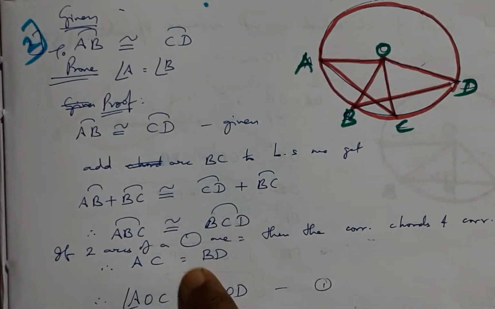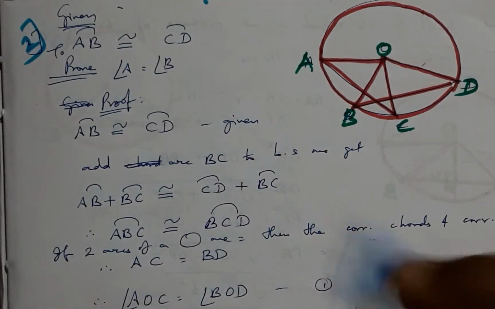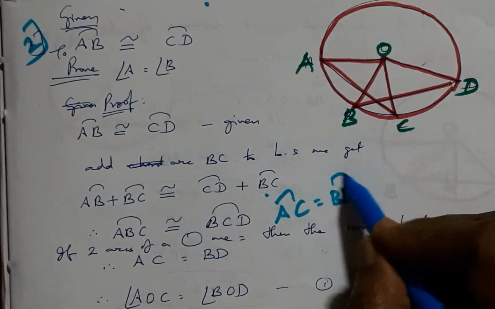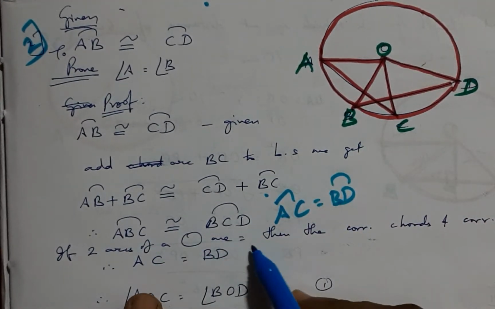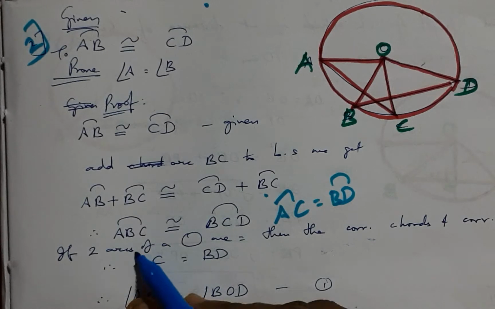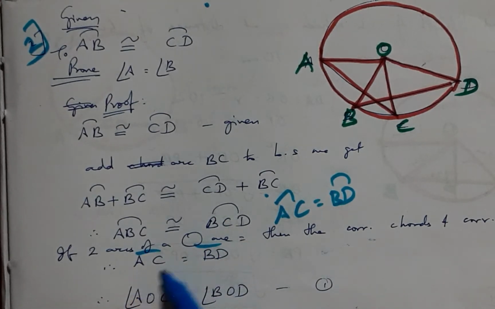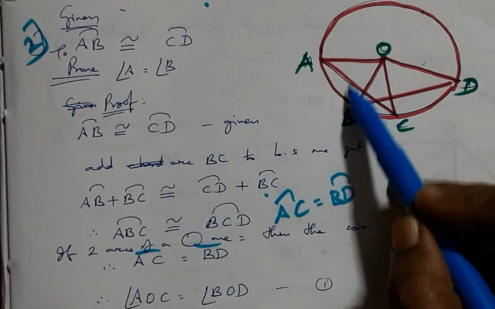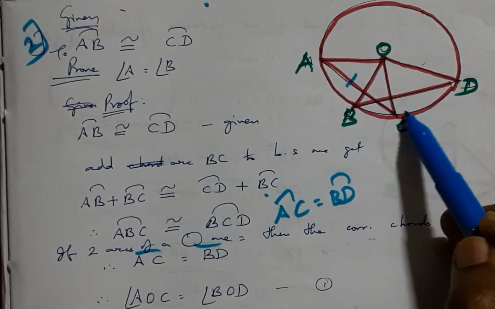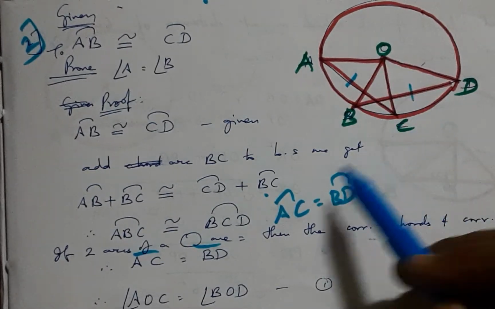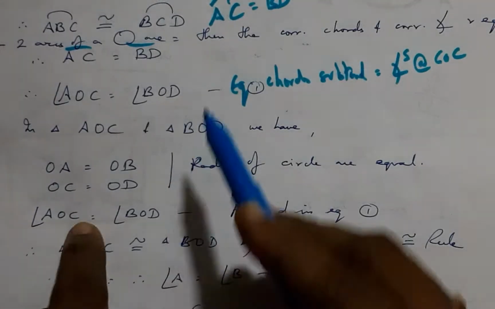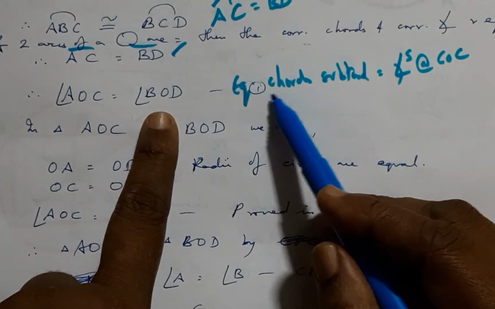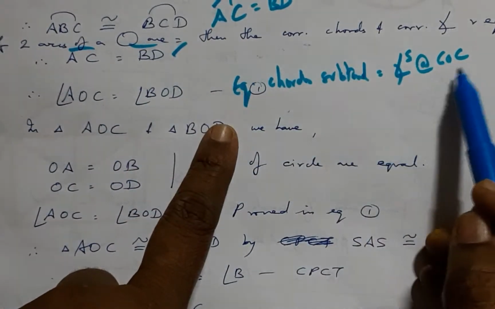Now, since arc AC equals arc BD, therefore, if arcs of a circle are congruent, then the corresponding chords are equal. Therefore we have AC equal to BD. Now, subsequent to these chords, we have angle AOC equals angle BOD, because equal chords subtend equal angles at the center.